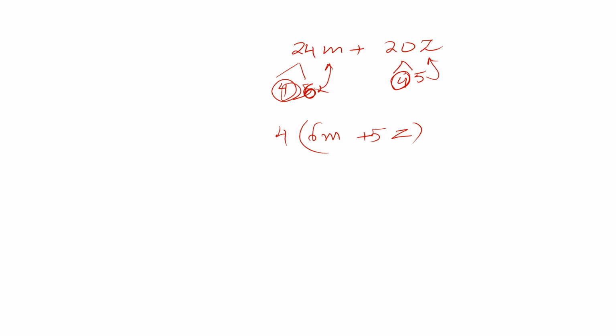Let's try one more question. Let's suppose here 15x plus 18y. I have 3 common in them because 3 times 5 is 15 and 3 times 6 is 18. So I will take the 3 common. What is left? 5x is left and 6y is left.